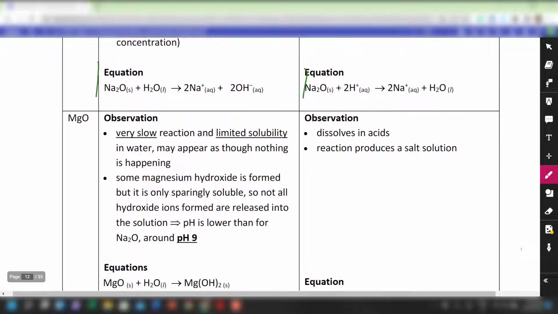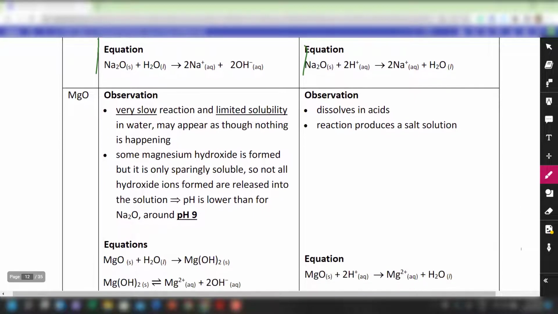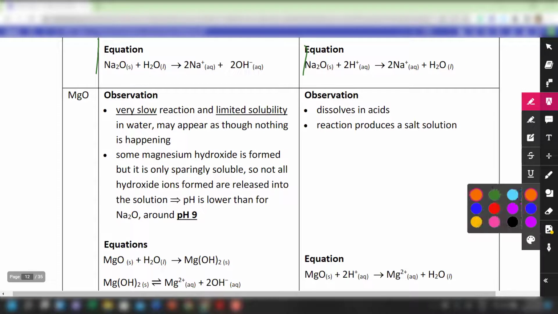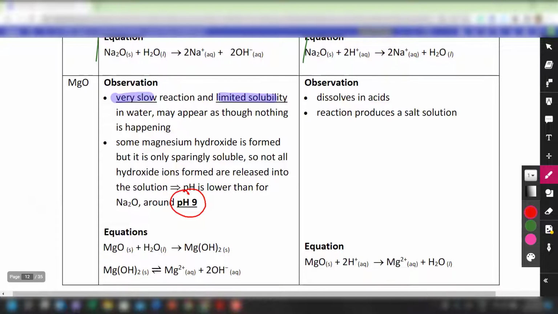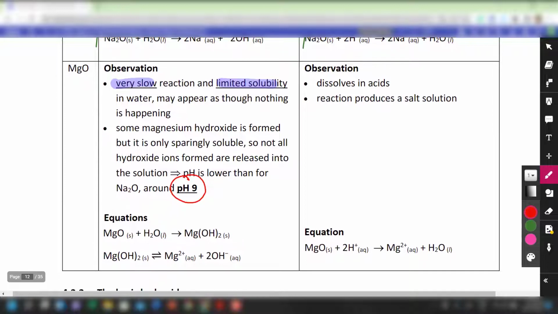For MgO, the reaction with water is very slow, largely due to the fact that it has limited solubility in water. Because of that, the final pH of the solution tends to be lower than that of sodium oxide, so it hovers around 9-ish. Reaction with acid tends to be complete, in normal circumstances, that is, and it will form a salt solution.